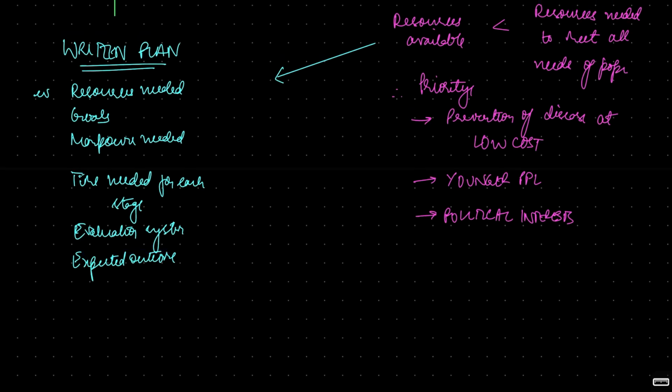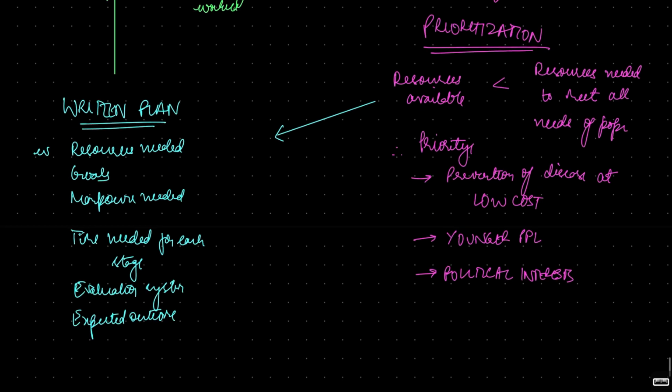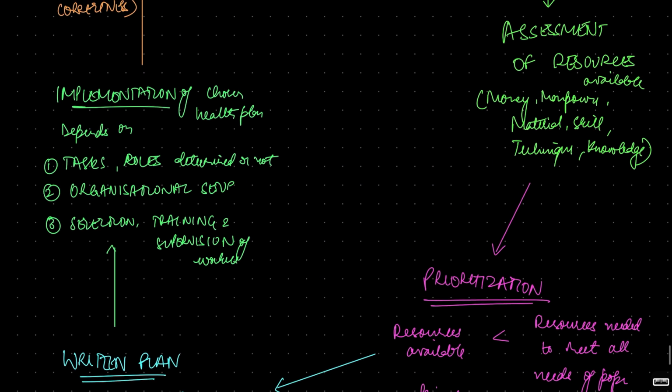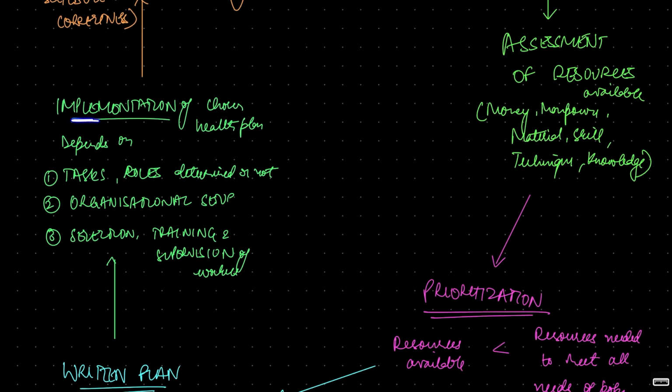The written plan should have the expected outcome, the time at each stage, the money at each stage, the manpower, the resources, the goals, everything in detail. You will submit a written plan to the government. The government, if they choose your health plan, then you have to start implementation.